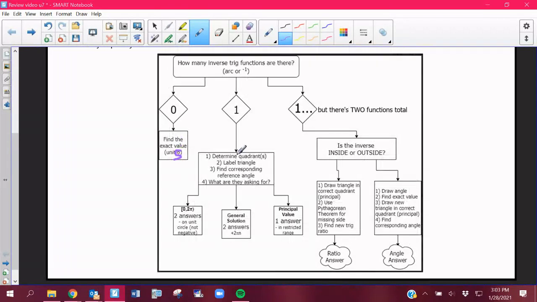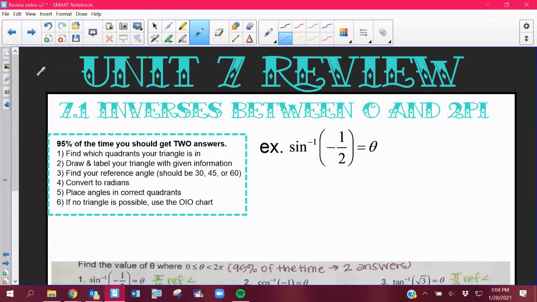If you wanted to look at it, it's the last page. So there you go, just a little quick walk through that. So let's start with 7.1. So 7.1 were the inverses between 0 and 2 pi.